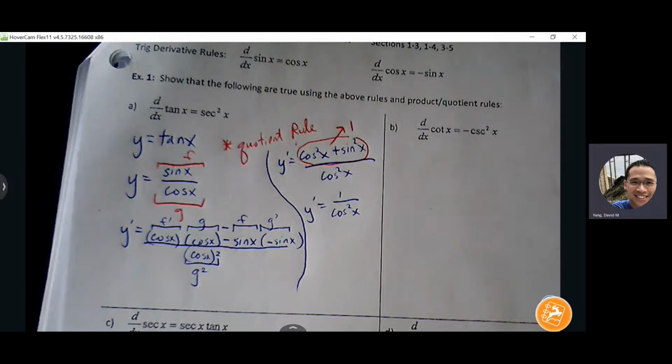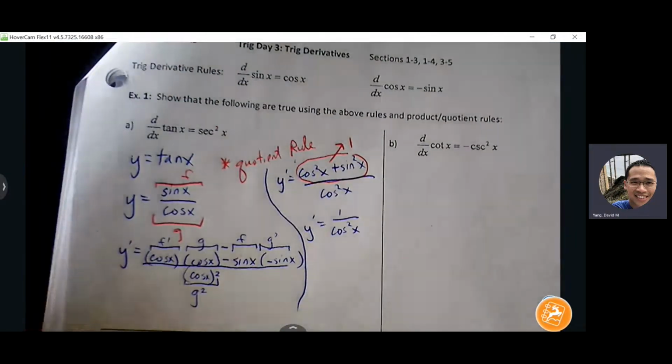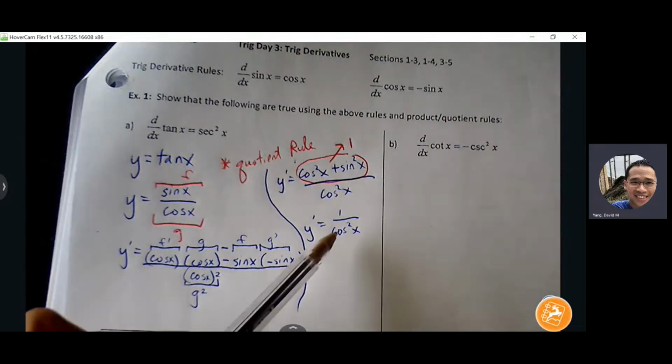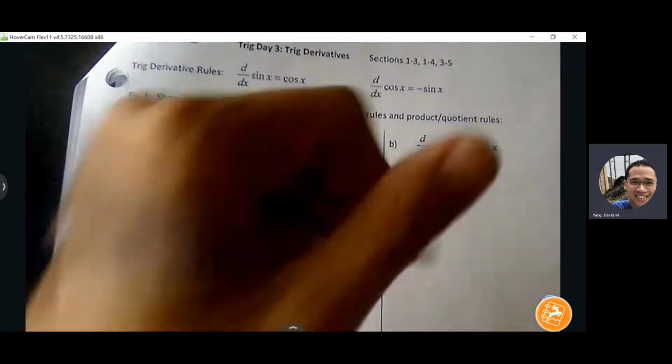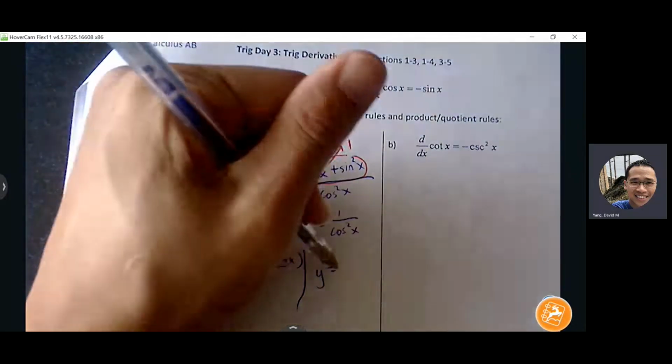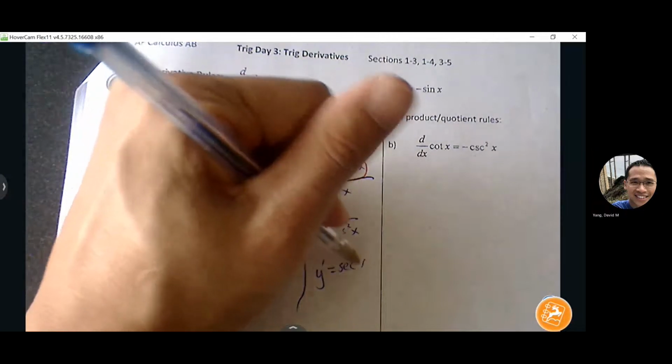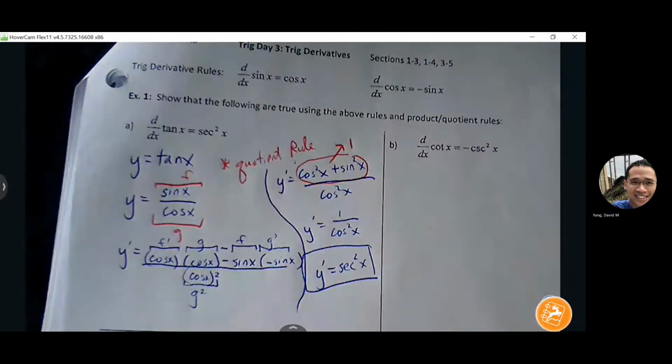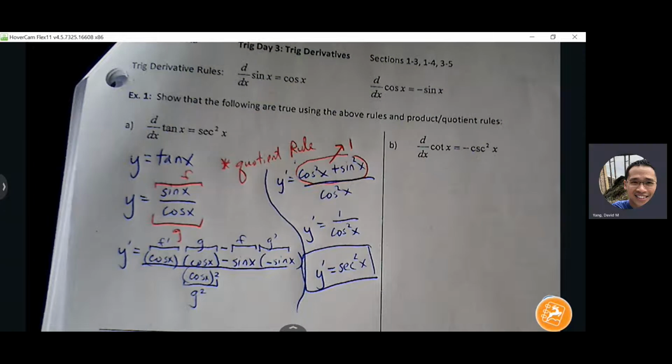And what do you think 1 over cosine squared can be? The secant squared, right? We know cosine and secant are reciprocals, so if I flip that cosine to the top, I get secant squared, and I've arrived at my derivative rule for tangent. We don't want to be going through this every time we're trying to recall a derivative rule, but it's just nice to know that all these rules are coming from these original two, sine and cosine.